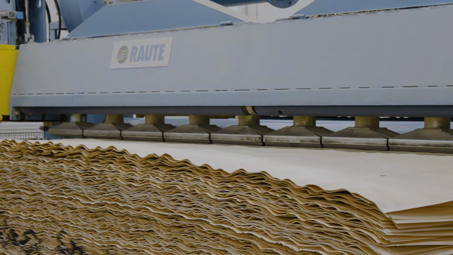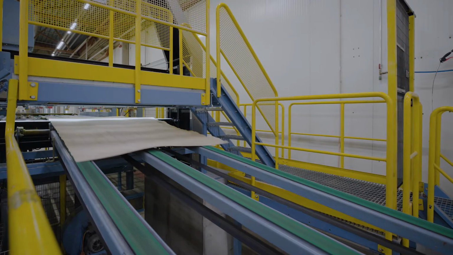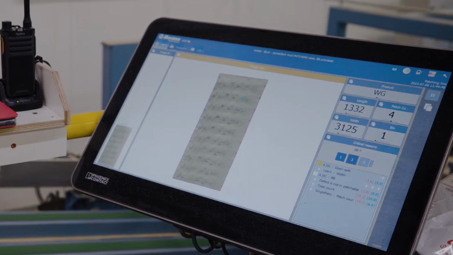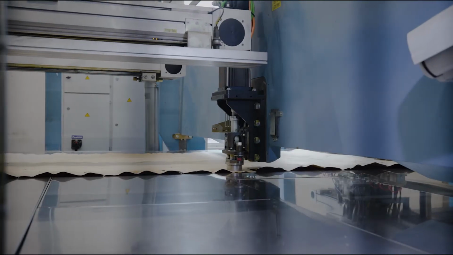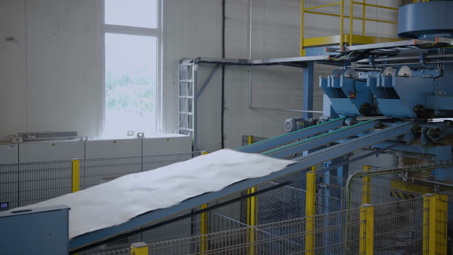Patching holes and knots of the veneer is one of the most cost-effective ways to improve the end product value by creating more valuable plywood grades. Patching increases the amount of usable veneers for plywood.